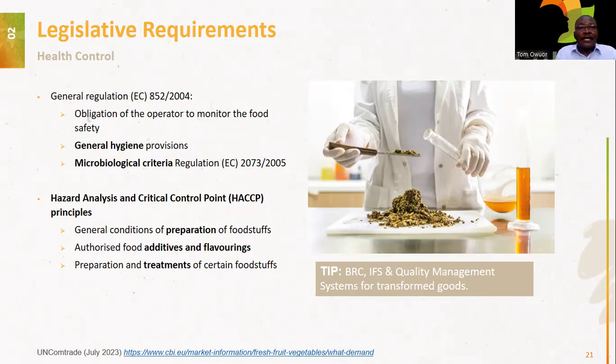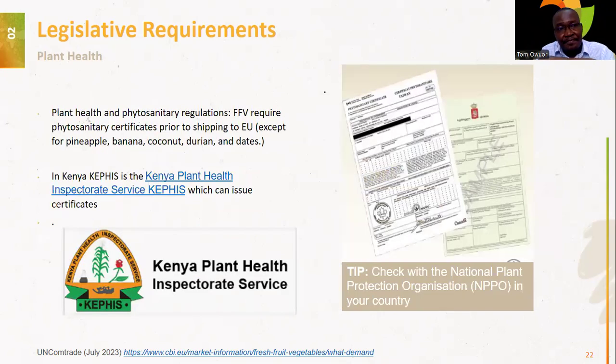So EC 852/2004 is about food safety, particularly for the processed commodities. And also remember that the processing facilities must be compliant to certain food safety standards. That is about the BRC, IFS, FSSC 22000, all these quality management systems. They are a mandatory requirement for you to be able to get into these various destinations.